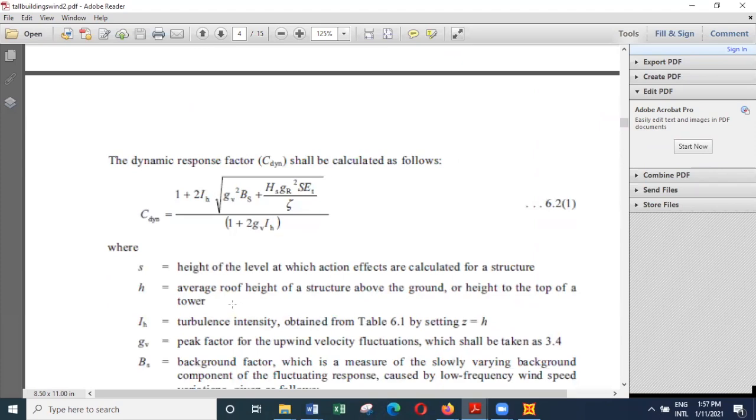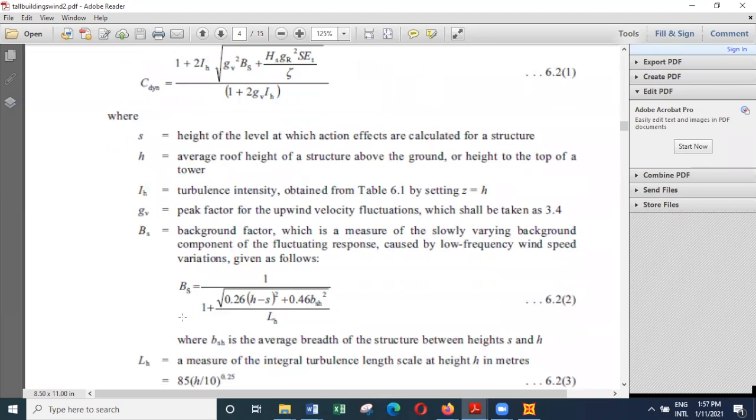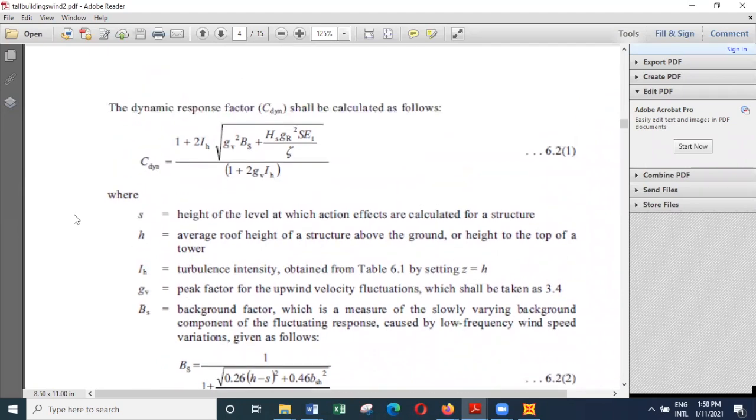Then H is the height of the building. Then you get so many factors that have been derived empirically using wind tunnel testing. So you get things like IH, GV, BS, and so many parameters. But we'll get a brief idea about what is meant by these parameters. If you look at this equation, you can see it has two components: one is this BS component, the other one is the SE component.